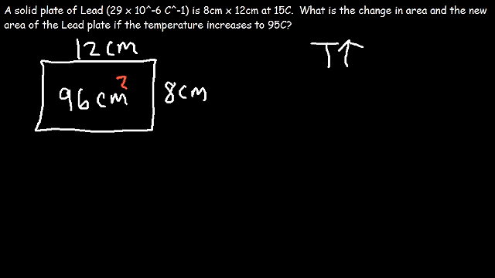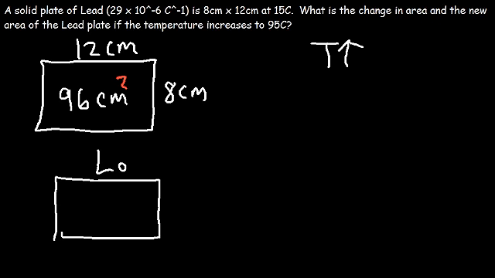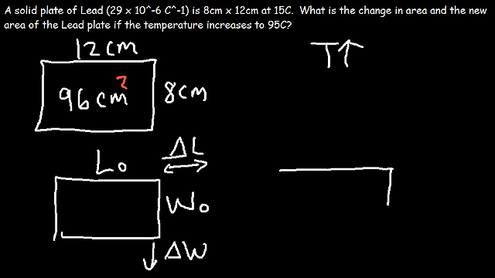So, let me draw a new picture. If this side is L0, then it's going to expand by delta L. And if this side is W0 for the width, then it's going to expand this way by delta W. So not only will it expand to the right, but it will also expand down as well. So the length and the width will increase.